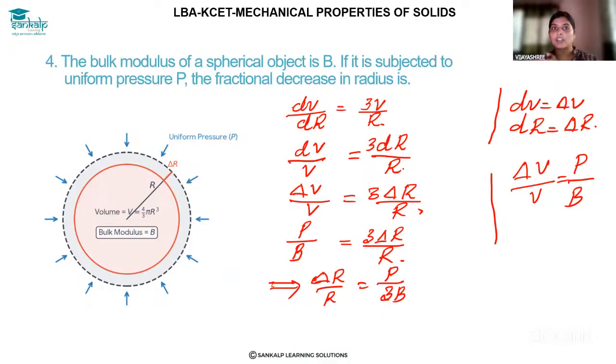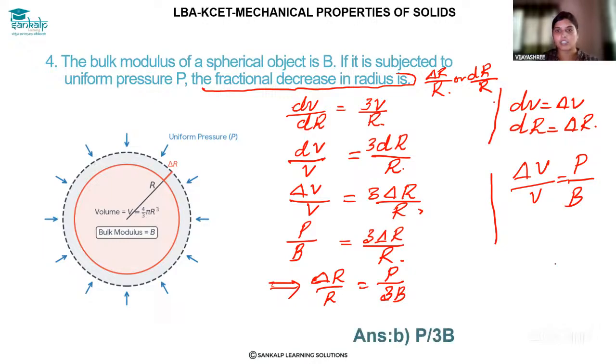It is the fractional decrease in radius. What is it? Delta R by R or dr by r. So the correct answer is option B, P divided by 3B, which is equal to the fractional decrease in radius.